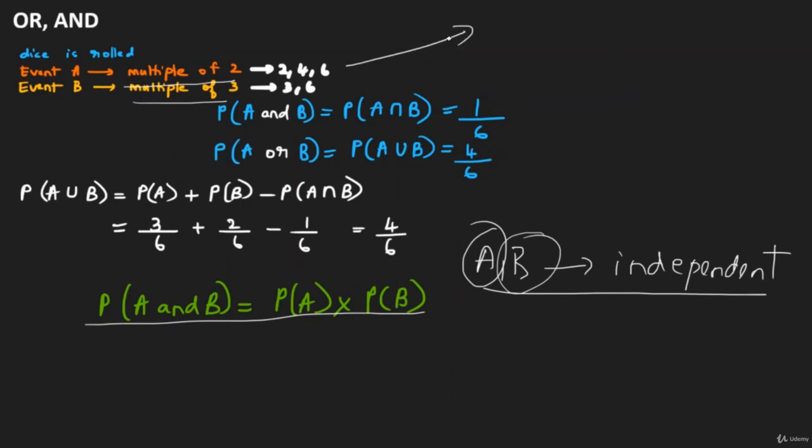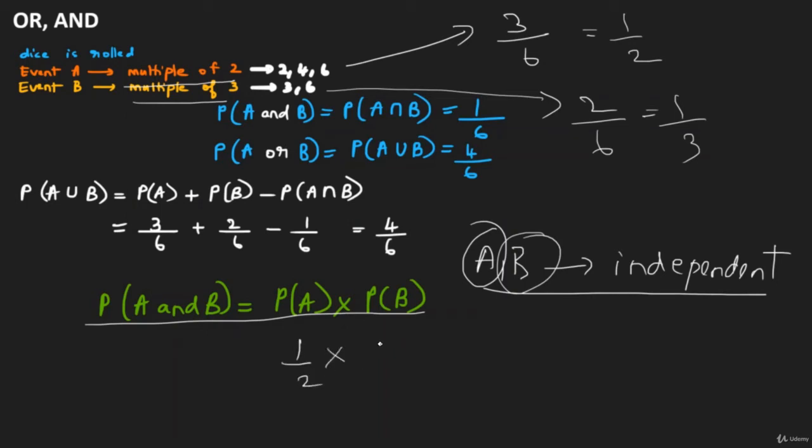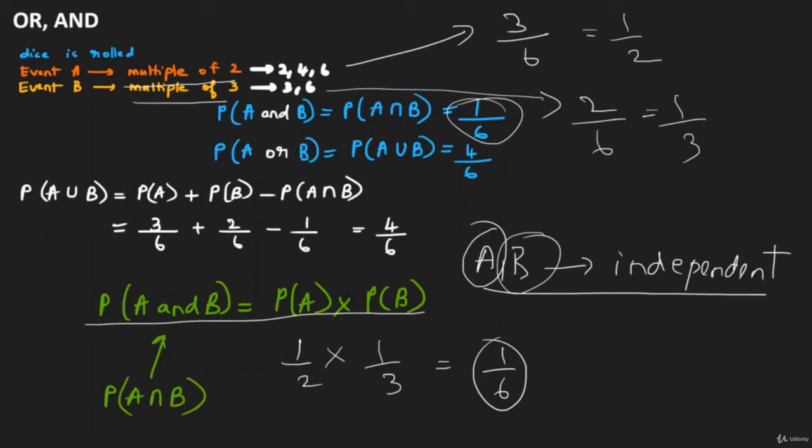The probability to get a multiple of 2 is 3 by 6, right? Because we have 3 favorable events, and 3 by 6 is equal to 1 by 2. Similarly, over here, the probability to get a multiple of 3 is 2 by 6, which is equal to 1 by 3. Now, if you multiply these 2, that's 1 by 2 into 1 by 3, which is equal to 1 by 6. And that's what we've got over here as the probability of A intersection B. Remember, probability of A and B is the same as probability of A intersection B.